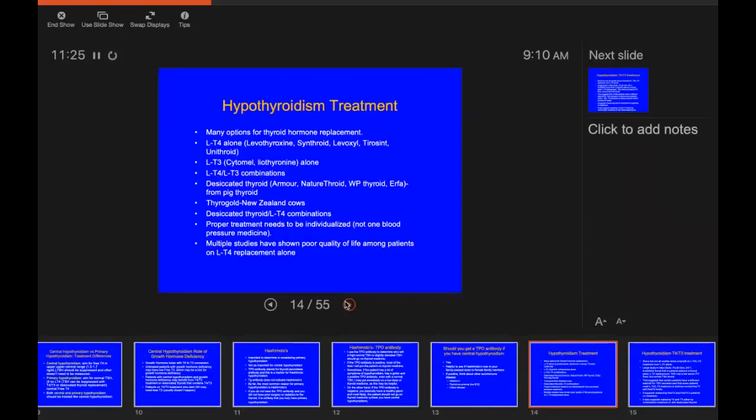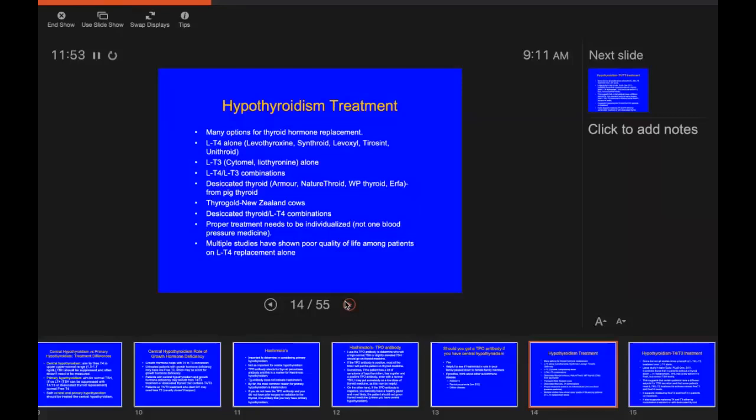Most of my talk today is going to be on treatment. There are many options for thyroid hormone treatment. You can give T4 or levothyroxine. Levothyroxine is a generic name. Synthroid is one of the brands. Levoxyl is another brand. Tirosint is another brand. Unithroid is a brand. I'll talk a little more about Tirosint later in the talk. Unithroid can actually be given as generic.